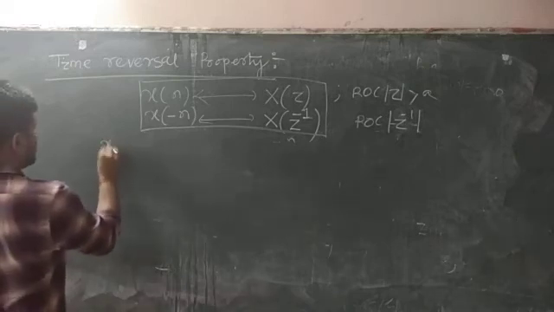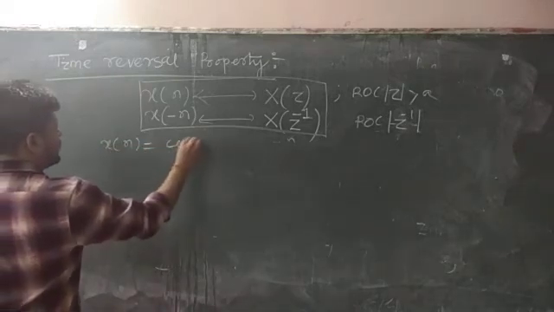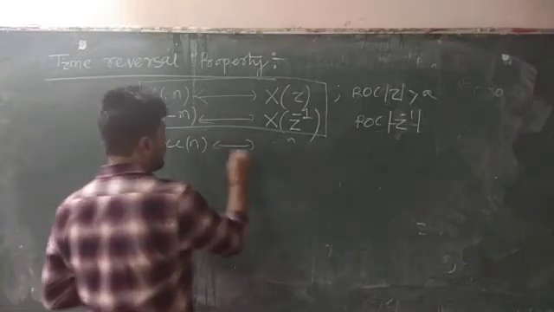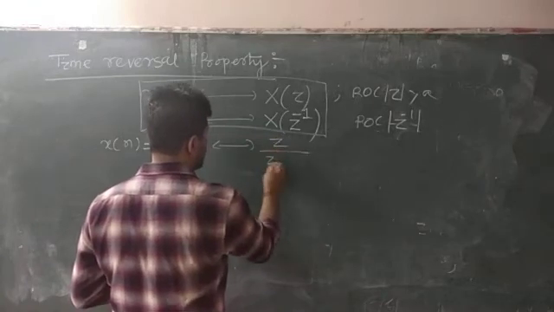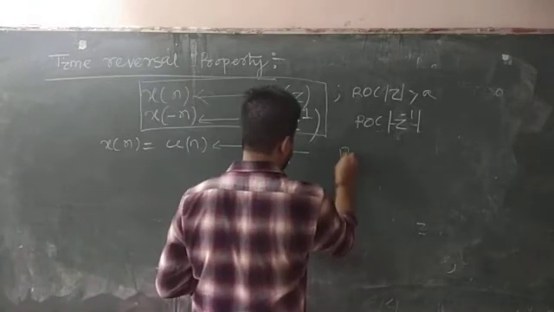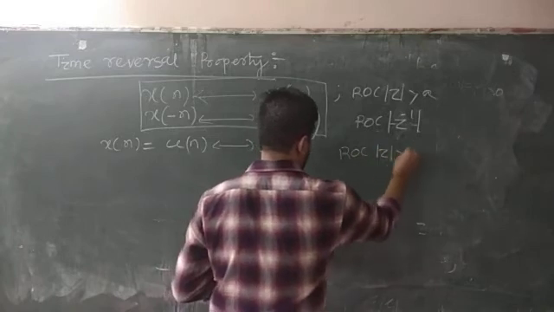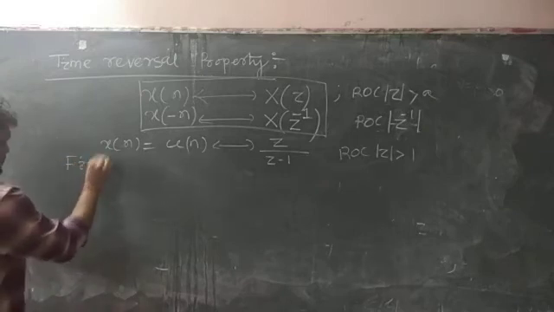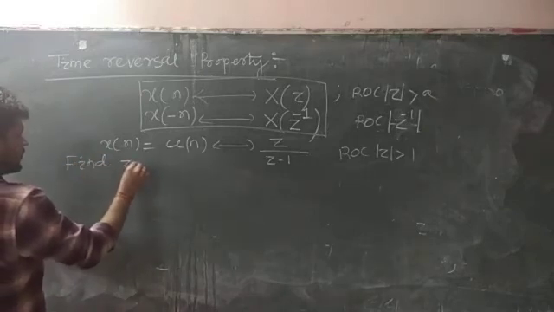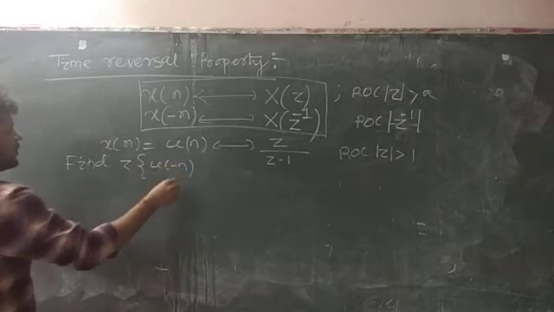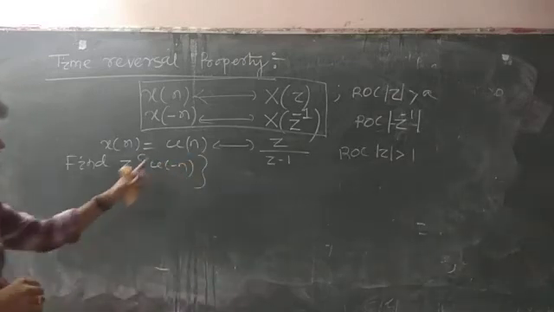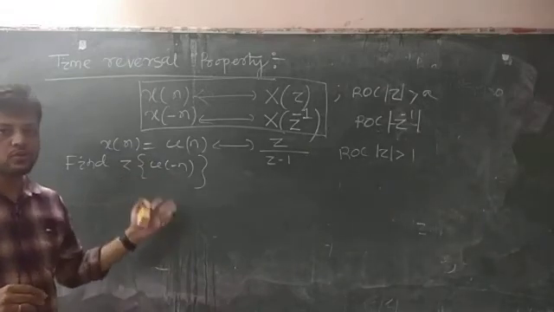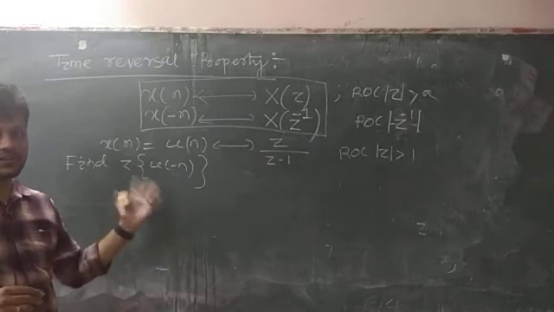So for example, x[n] is equal to u[n]. x[n] is u[n], and what is the Z transform of u[n]? You already know, I have solved it many times. Z by Z minus 1, and the region of convergence is mod Z greater than 1. Now find the Z transform of u of minus n. So you can see here, the Z transform of u[n] you already know, and the question is asking to find the Z transform of u of minus n, just reversing the step signal.